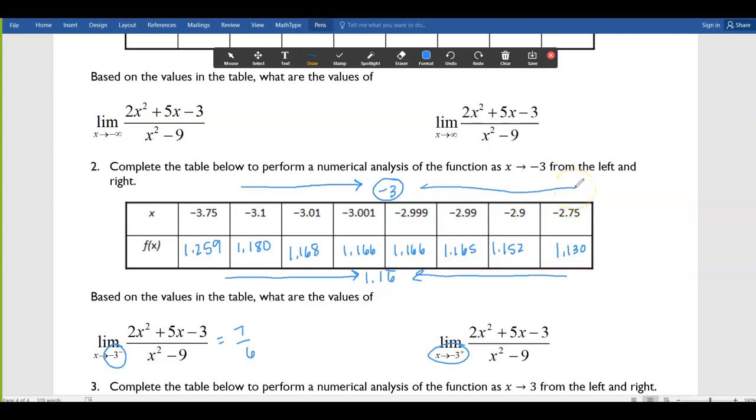It seems to be approaching the same value, 1.16 repeating, or 7/6.